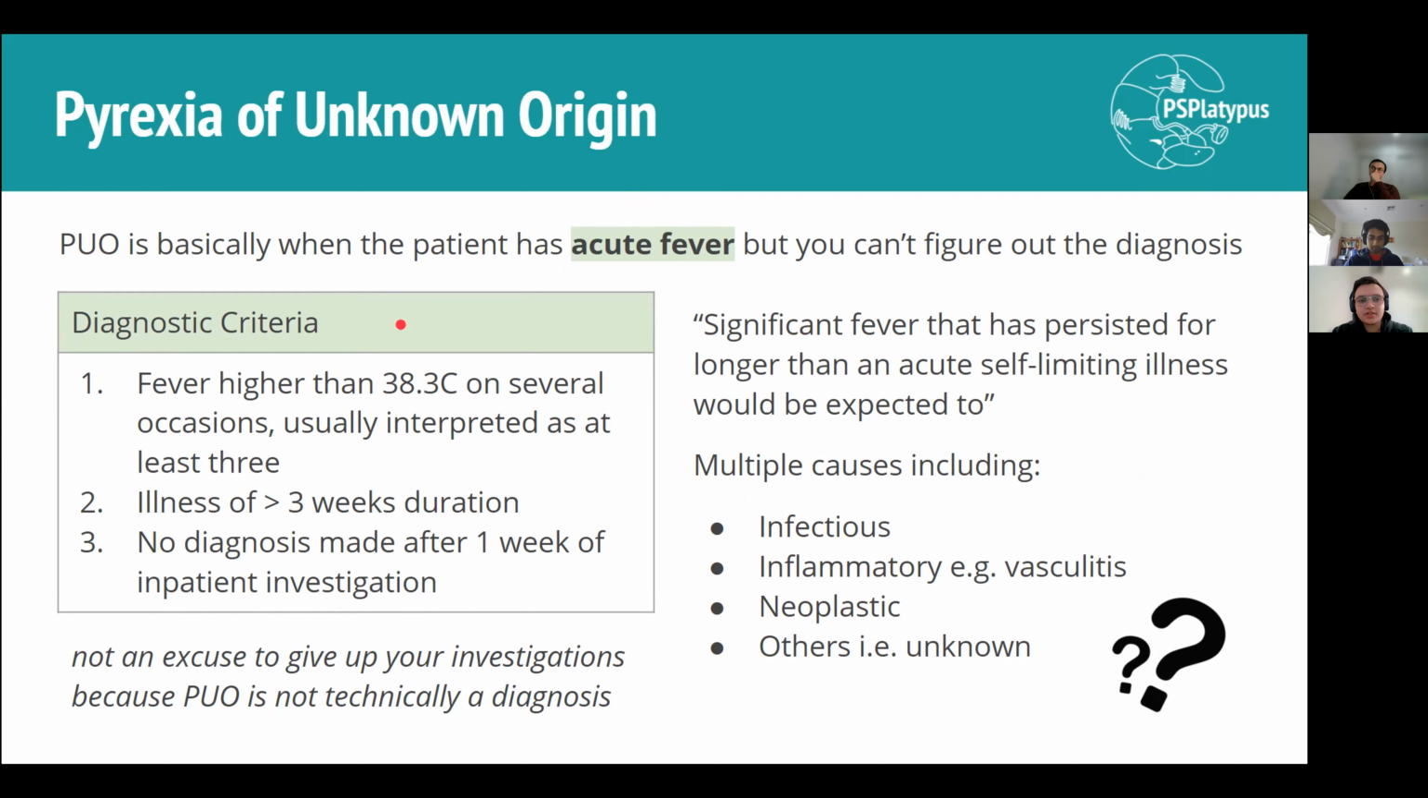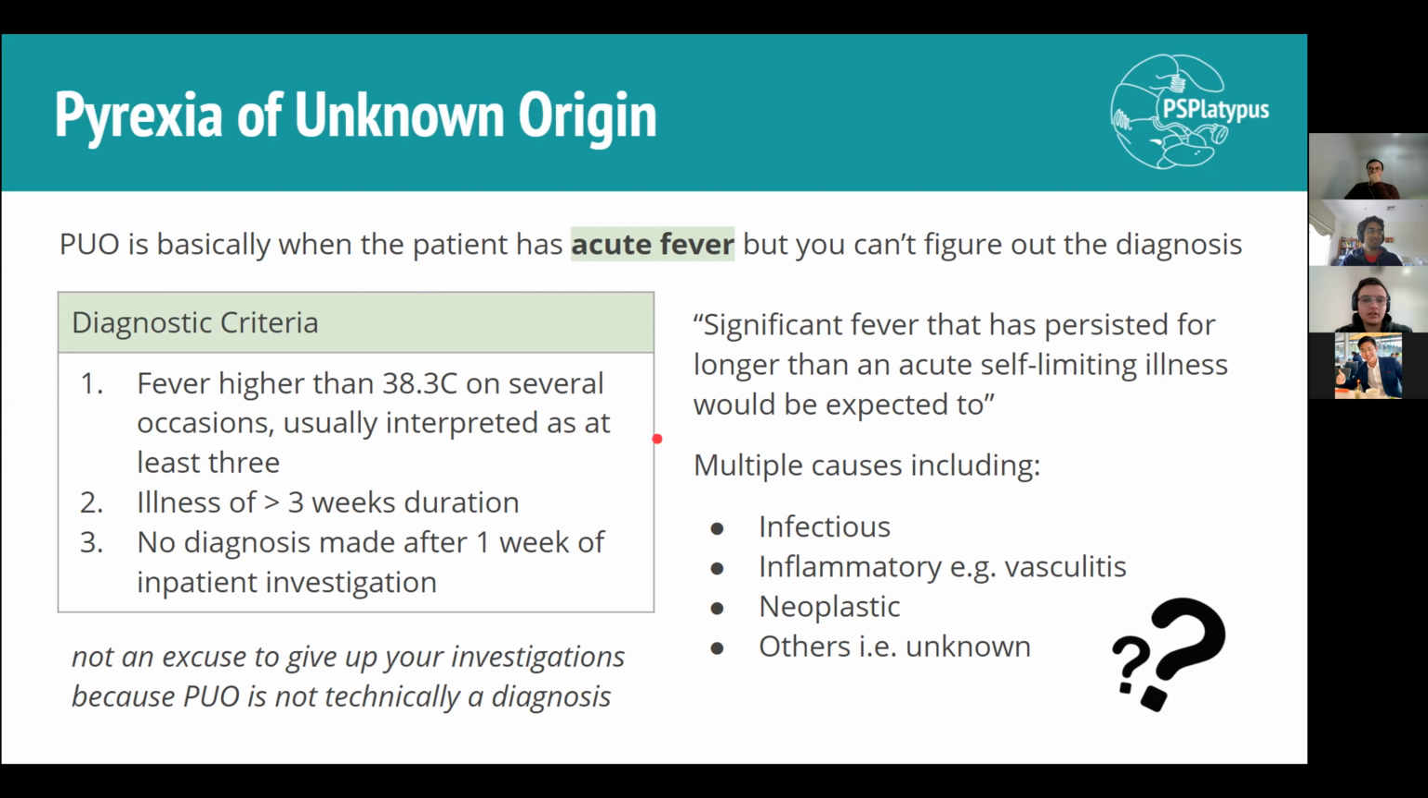So the criteria is quite stringent. You need to have a fever that's greater than 38.3, and it has to be over at least 3 occasions just to make sure that it's legitimate. The illness has to be greater than 3 weeks, and you shouldn't have been able to make a diagnosis after 1 week, given that you've done all the reasonable investigations that anyone in your position would have.